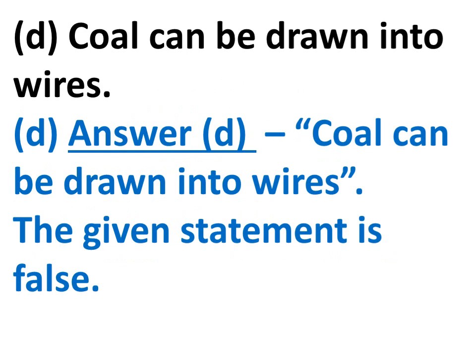Now next is, coal can be drawn into wires. Now I guess you know what is coal. Coal is a metal or non-metal? It's a non-metal, right? So can coal be drawn into wires? No. The answer is no, because it is false. And coal is a non-metal. Non-metals are hard, but they are not ductile. If you start hammering the coal, what will happen? It will break down and become a powder. So coal cannot be drawn into wires. The statement is false.